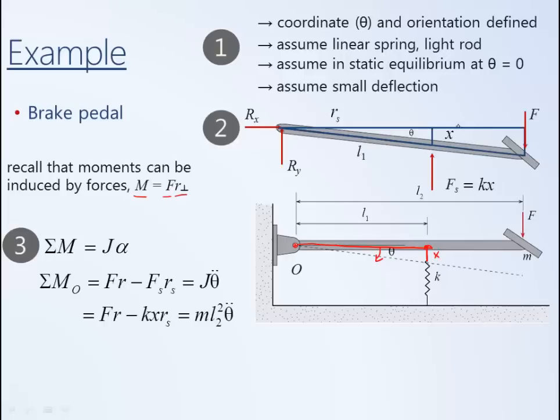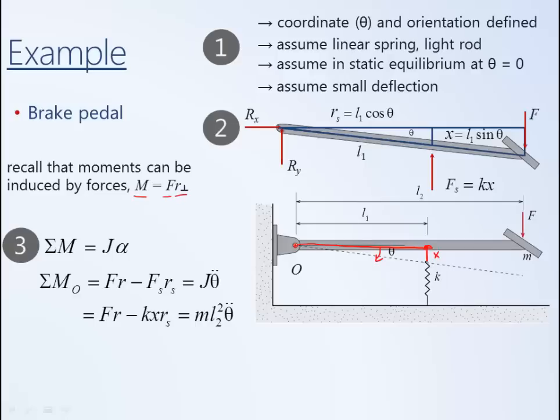The deformation x is the side of the triangle opposite theta, so it's equal to the hypotenuse times sine of theta. You may not remember from geometry, but there was a mnemonic, SOHCAHTOA, that may help you remember how to calculate the lengths of the sides of the right triangle.